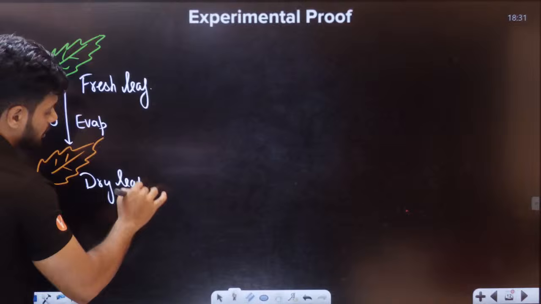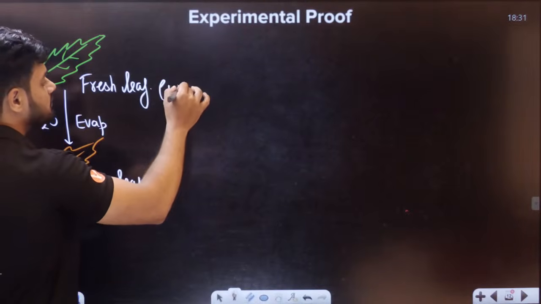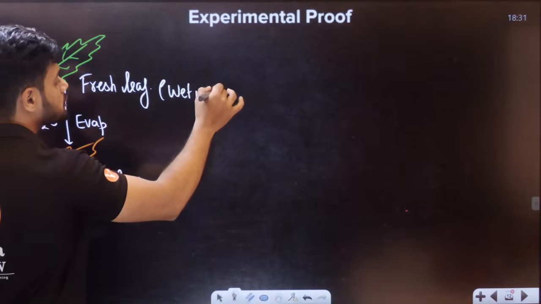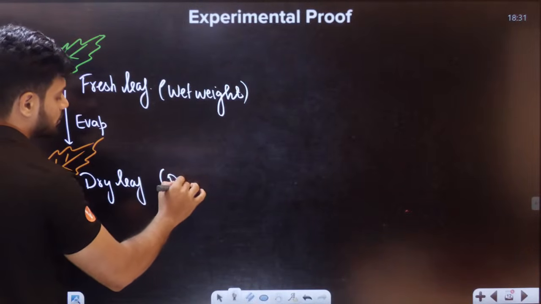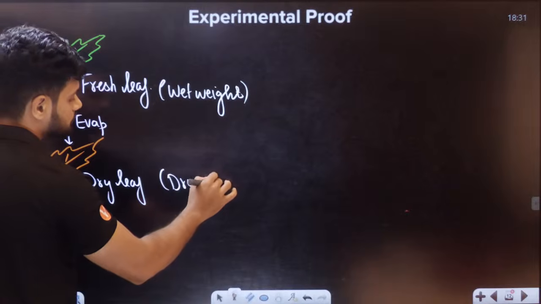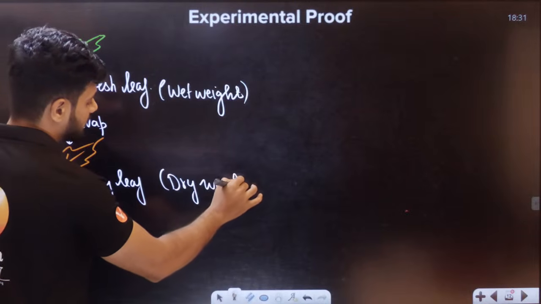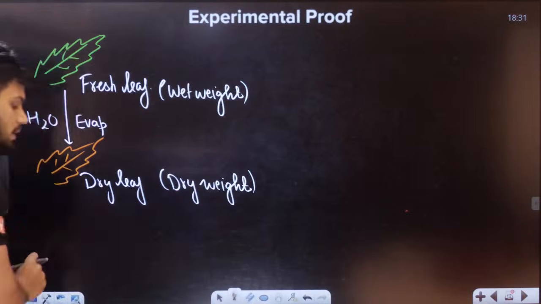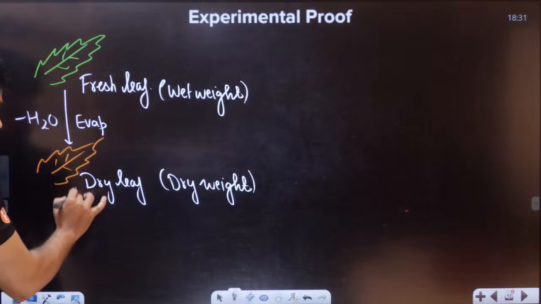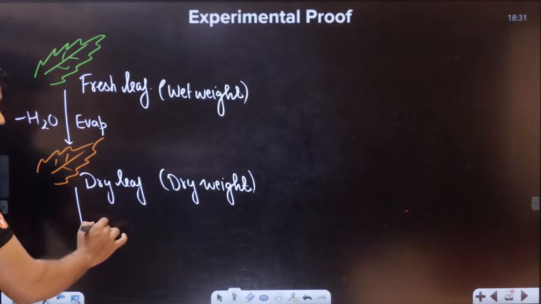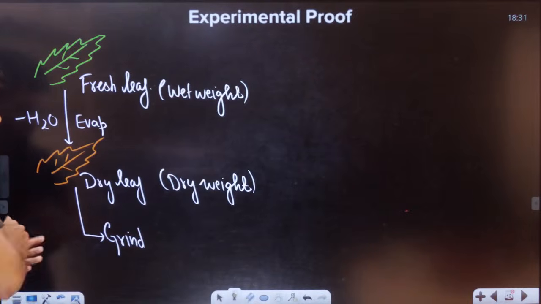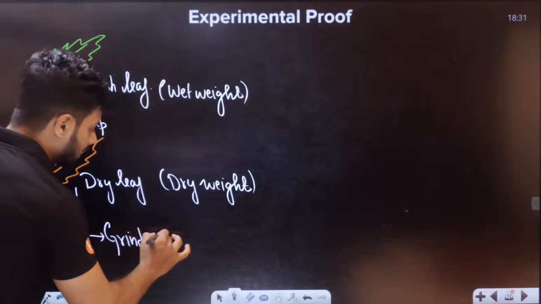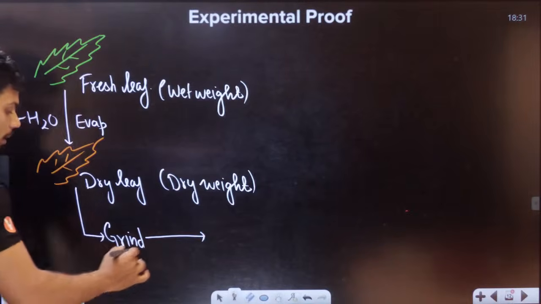Dry leaf right now. Here we had something called wet weight because water was present, and this can be called dry weight because water is absent right now. Wet weight and dry weight, students. Now, you're supposed to take this nice dry leaf and grind it in a mixie. Vroom, vroom, in the mixie you add and grind. Students, once you grind, you get what? You get the powder.